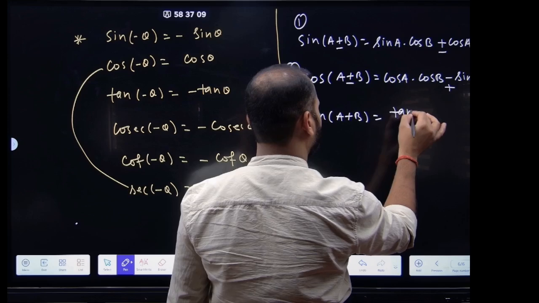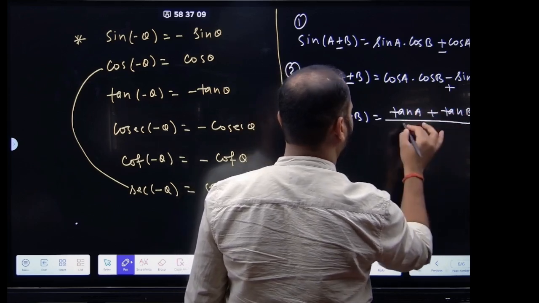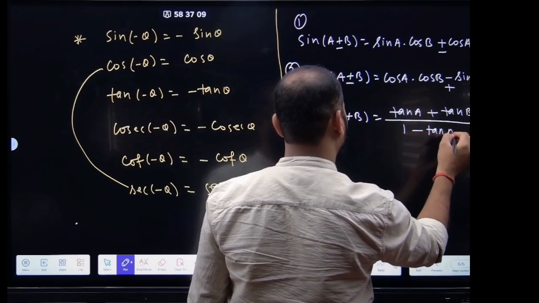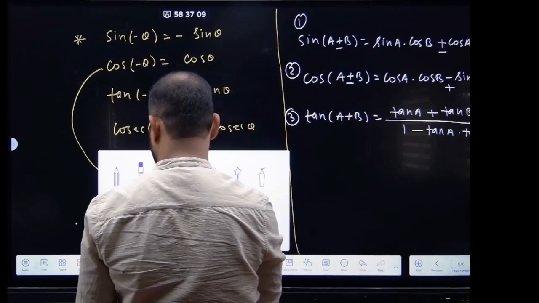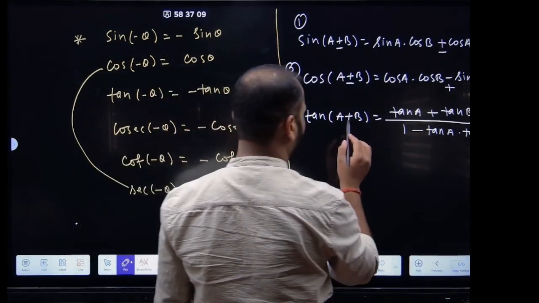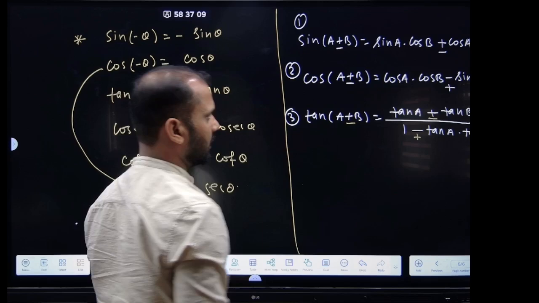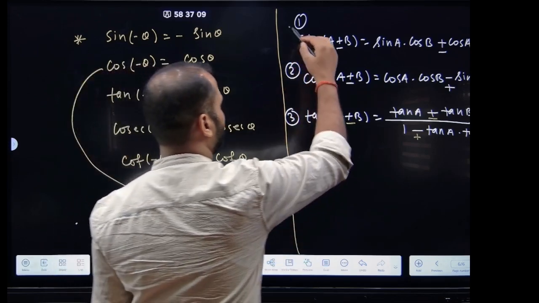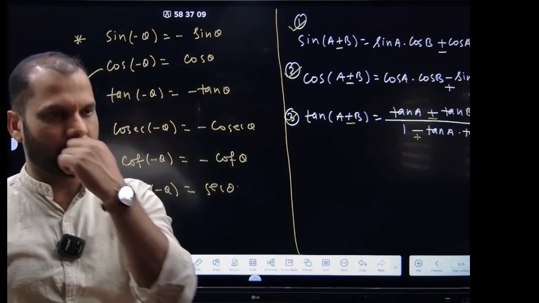Next, tan A plus B I want. Just tell me: tan A plus tan B, divided by 1 minus tan A tan B. Yes or no? And if minus is here, then minus in the numerator, and plus in the denominator. So, just these three formulas you remember. This is called compound angle, more than one angle, right? A plus B.